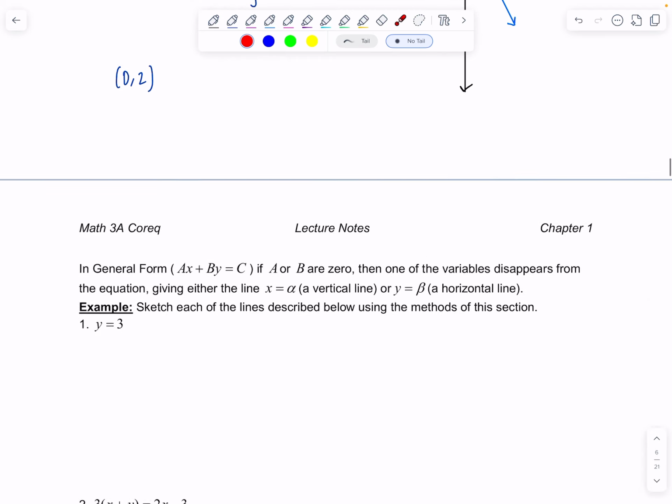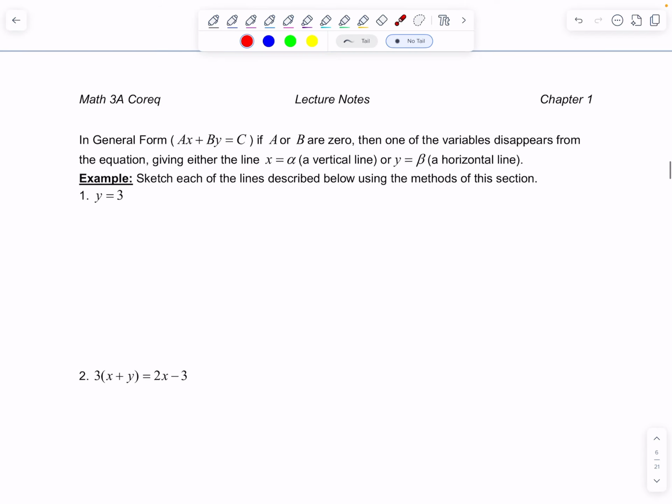Okay, now in general form, if A or B are 0, then one of the variables disappears from the equation, giving either the line x equals a constant, which would be a vertical line, this is alpha, or y equals beta, which would be a horizontal line. So sketch each of these lines described using the methods of this section. So I'm going to do it all the same way with plugging points.